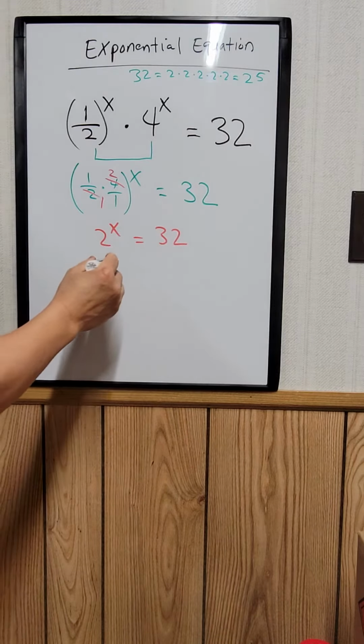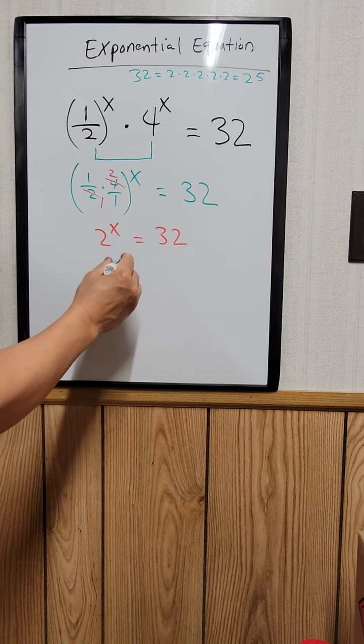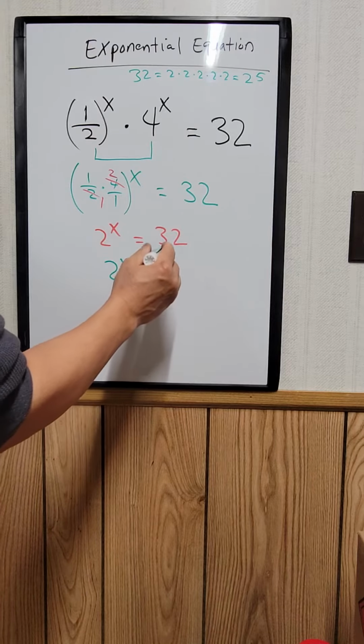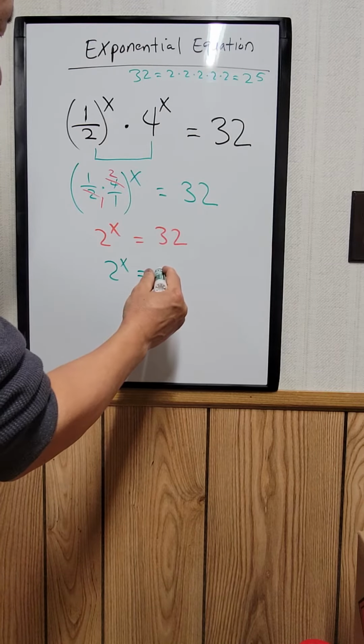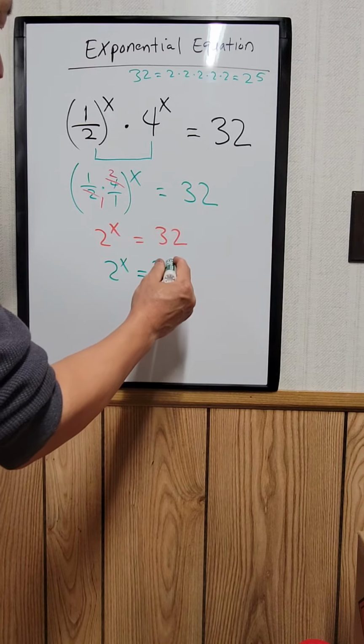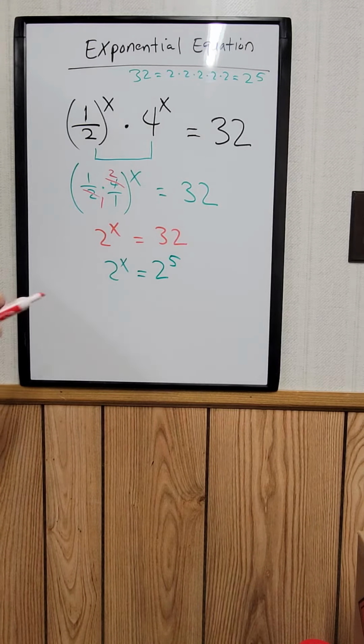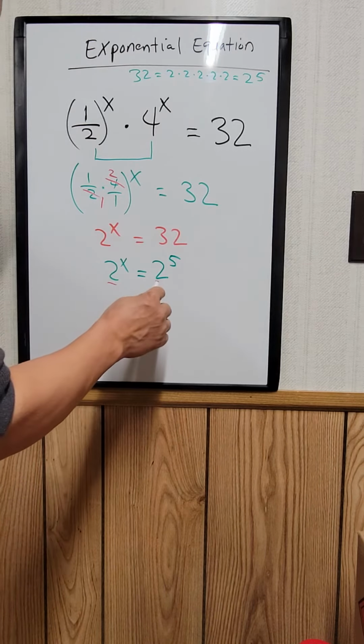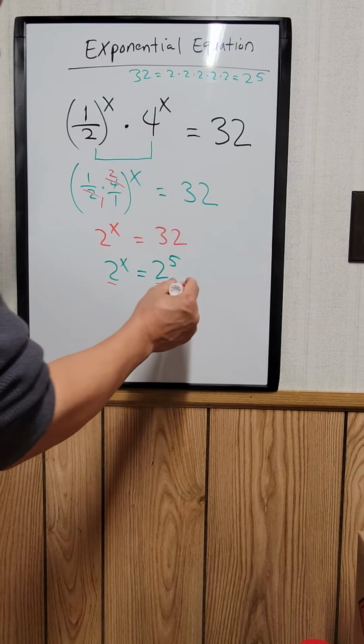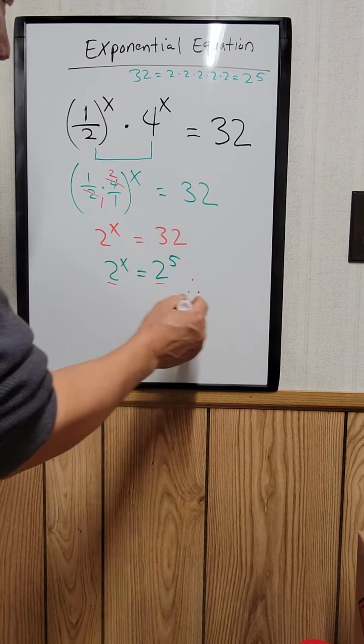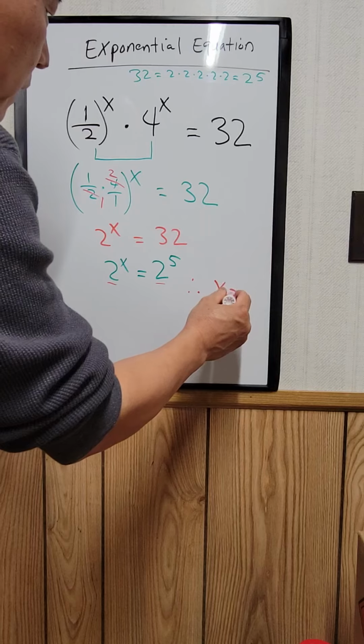Okay. So rewrite that. 2 to the x equal to, instead of 32, we can just rewrite that as 2 to the 5th power. And then, because the bases are the same, therefore, x has to equal 5.